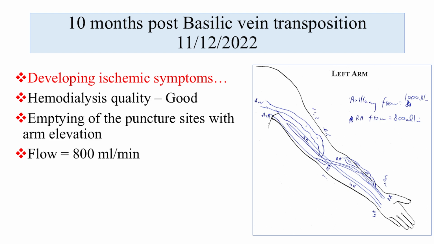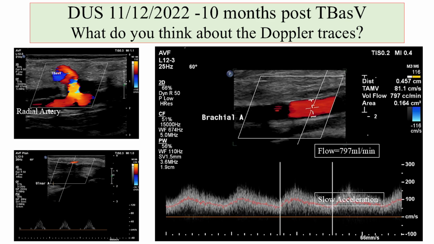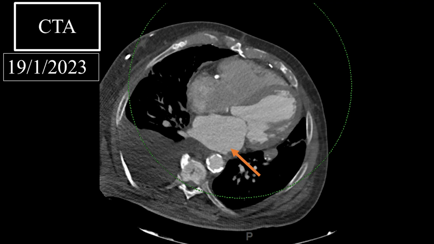10 months post-basilic vein transposition, the patient developed ischemic symptoms. The hemodialysis quality is good and the flow is around 800 ml per minute. A duplex examination took place. You can appreciate the dilation of the cannulation sites despite the low flow. If you check the Doppler traces, you can notice the slow acceleration indicating inflow stenosis. What should we do now?